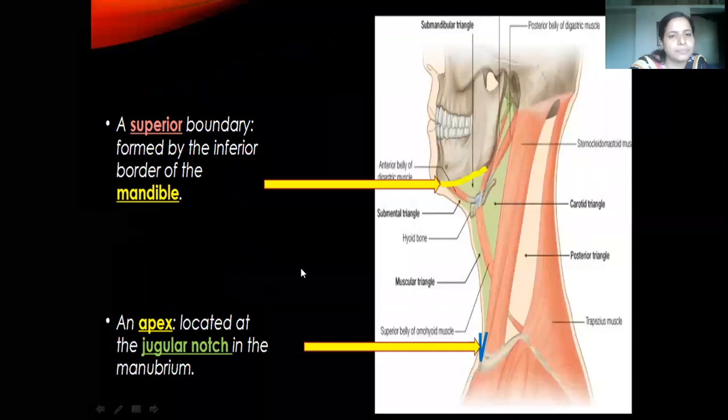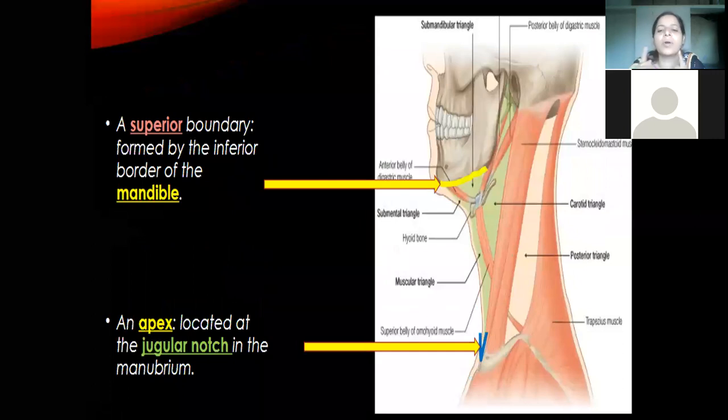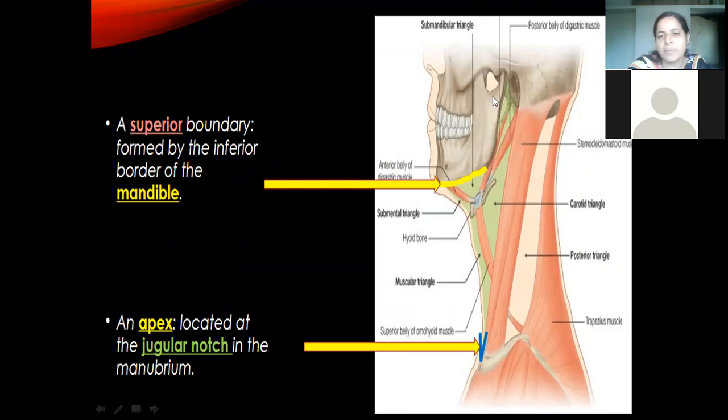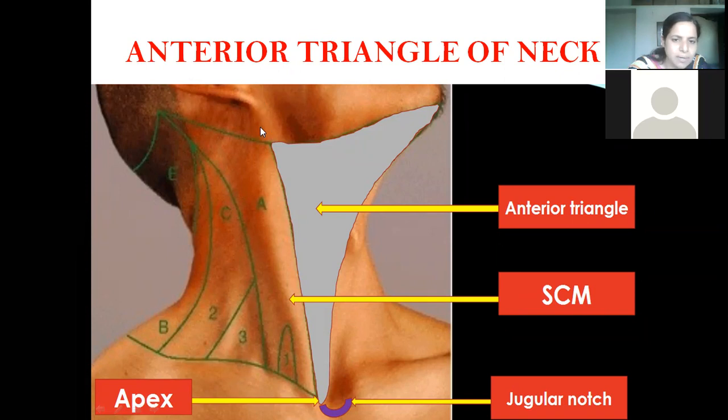Now the superior boundary of this anterior triangle is formed by the lower border, or the inferior border, of the mandible, and this area is the ramus of the mandible, and this is the inferior border of the mandible. Now see, this is the apex of the anterior triangle, which is situated at the jugular notch of the manubrium. Here you can see the outline. This muscle we already know is sternocleidomastoid. This is the inferior border of the mandible.